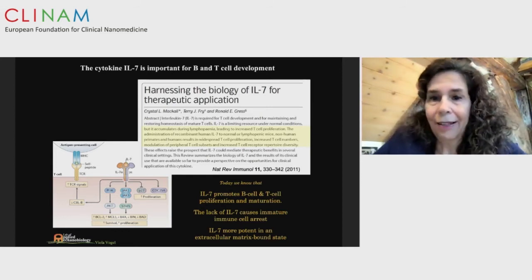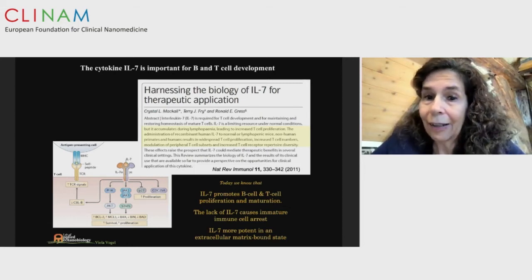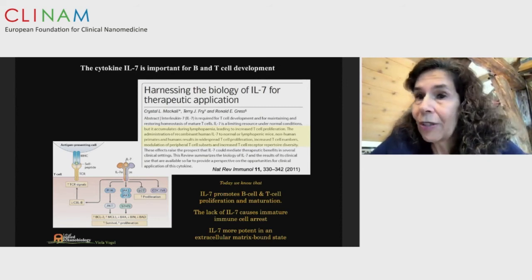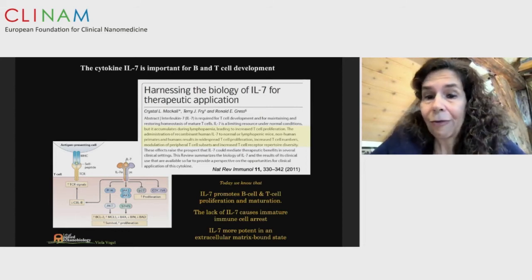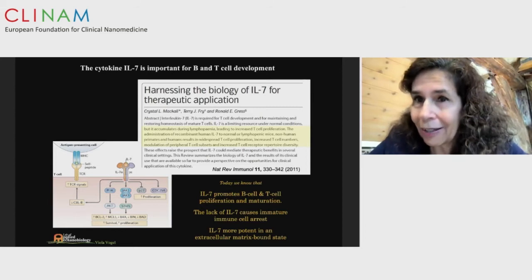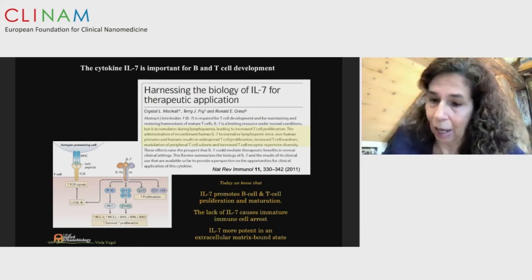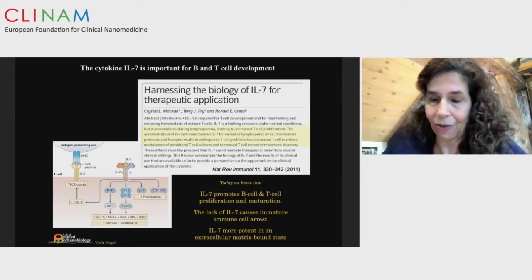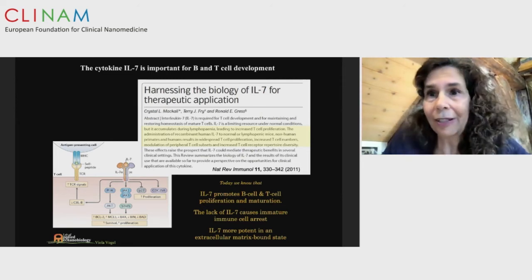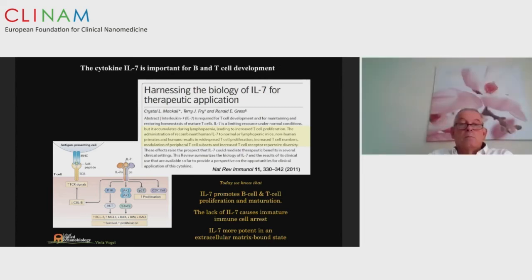What we know today is that IL-7 promotes B cell and T cell proliferation and maturation. And the lack of IL-7 causes immature immune cell arrest. And IL-7 is much more potent in an extracellular matrix-bound state. And that is something that is most commonly neglected right now in discussions, but also in the literature. And I would like to tell you a little why we think this might be a really important piece to the entire puzzle.